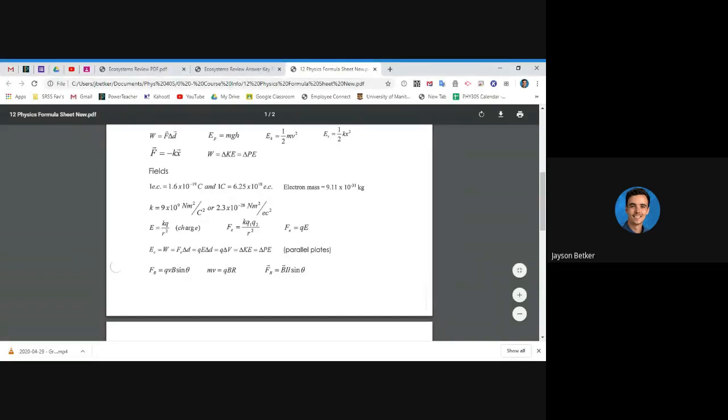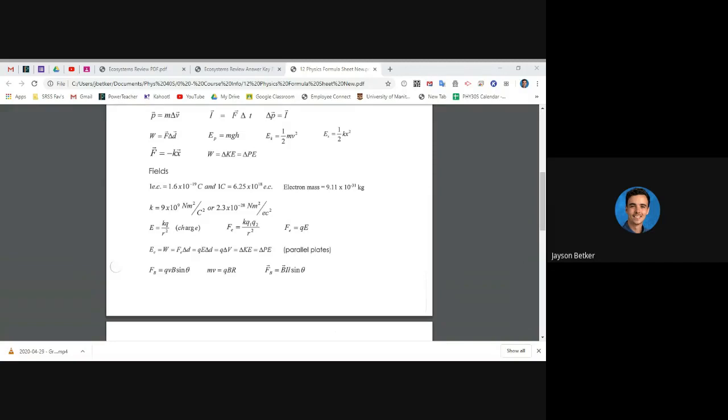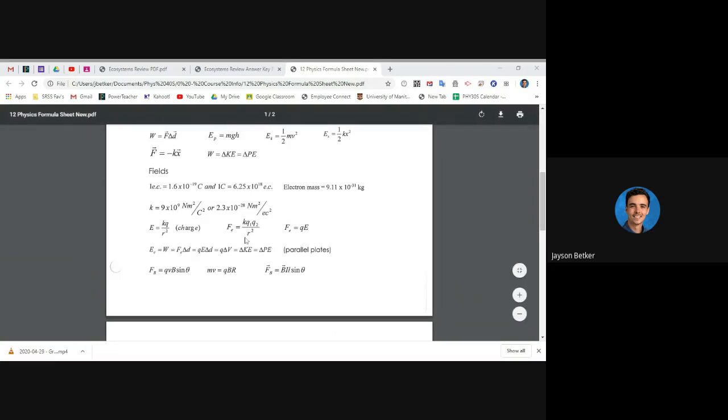And you'll see right here, what we're looking at today is this formula right here. This is Coulomb's law, Fe equals K Q1 Q2 over R squared. We're going to learn about what K is, and this is review from grade 11 physics.